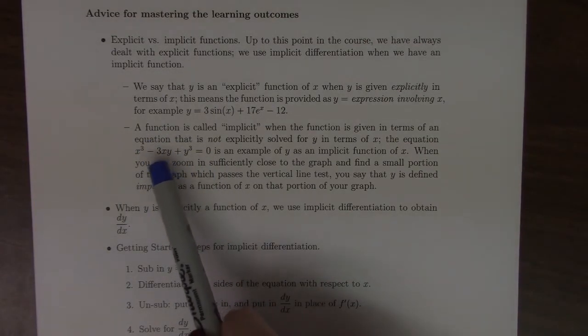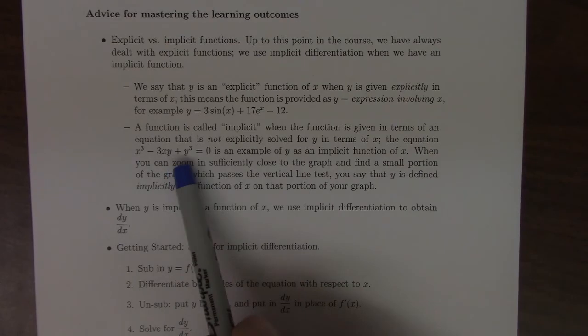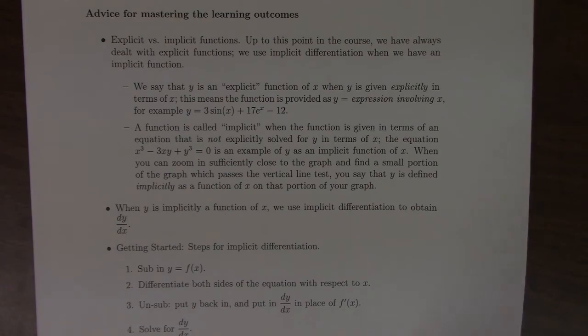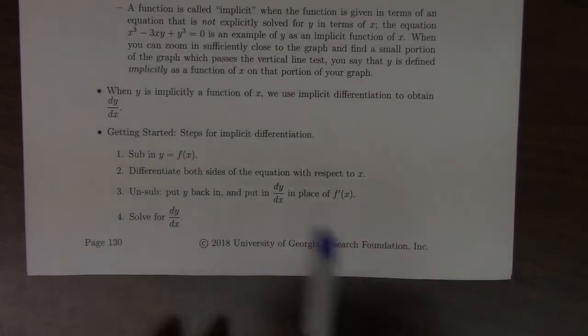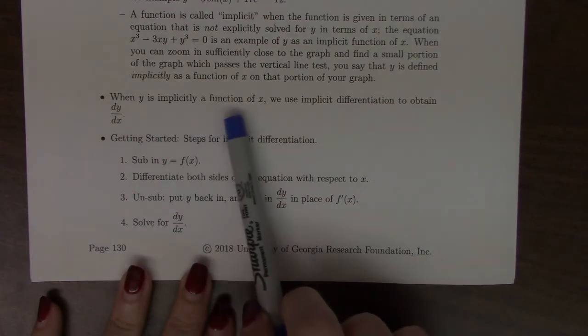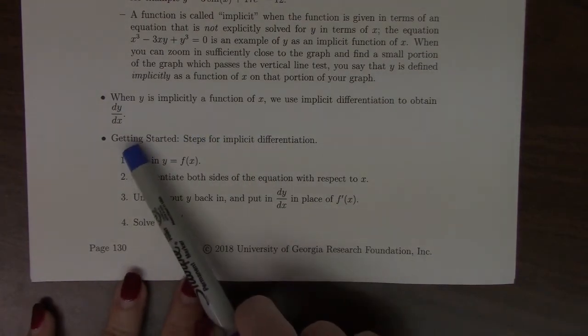And then since the equation is implicit, most times the derivative will be implicit, meaning that when we solve for our final derivative, you will see x's and y's in the derivative function. When y is an implicit function of x, we're going to use implicit differentiation.